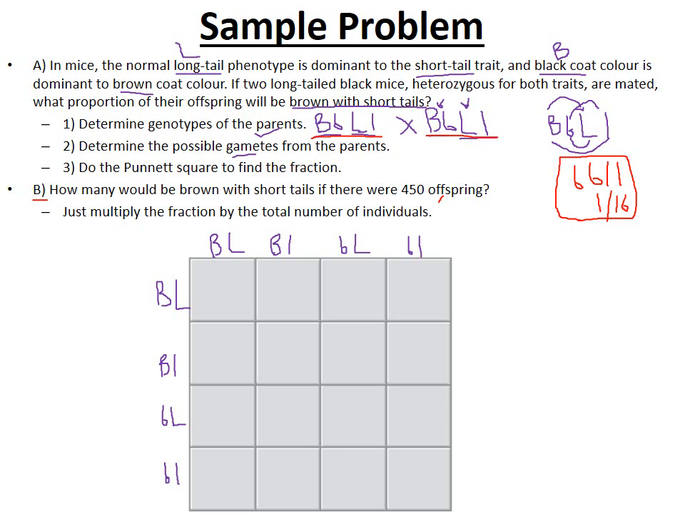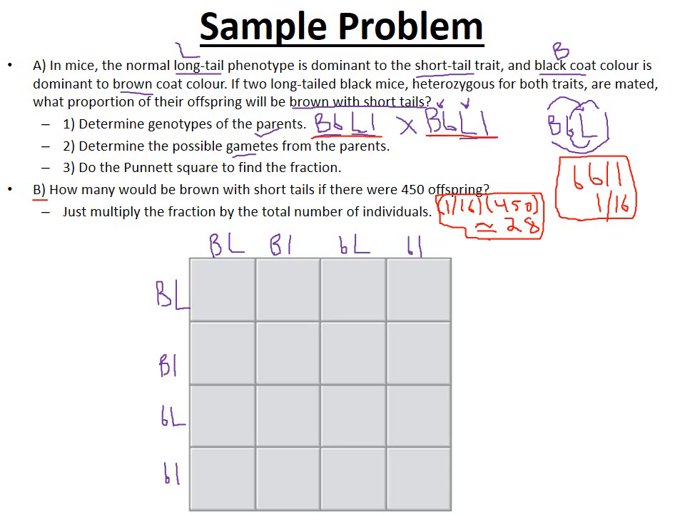So I'm going to put that in brackets here, 1 over 16, multiplied by the total number of individuals in the offspring population, 450. And that would have given me 28 or 29 individuals. Let's just say around 28 individuals. So multiple choice, I would have saved so much time.